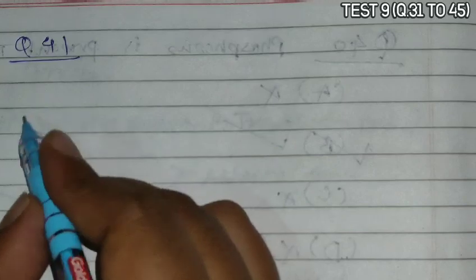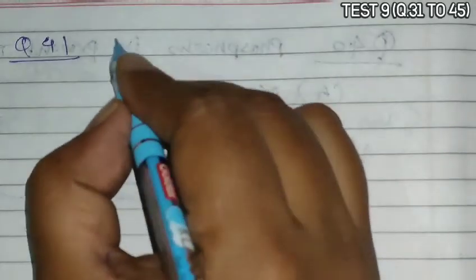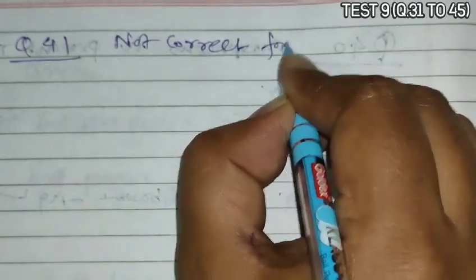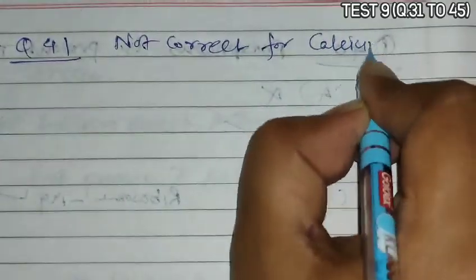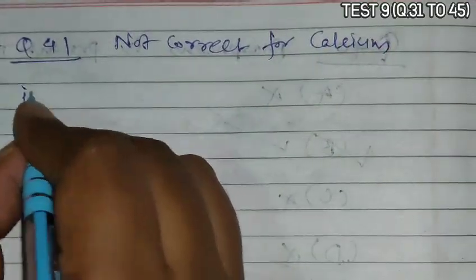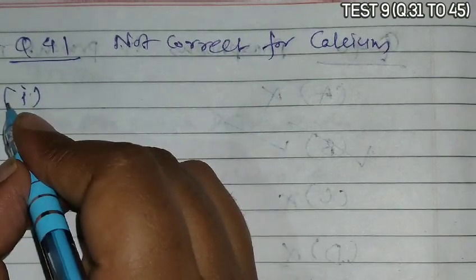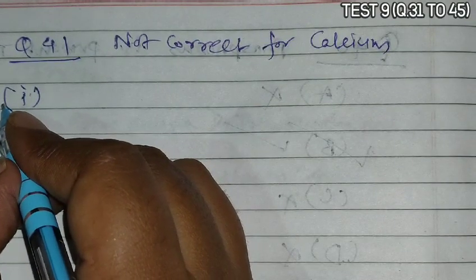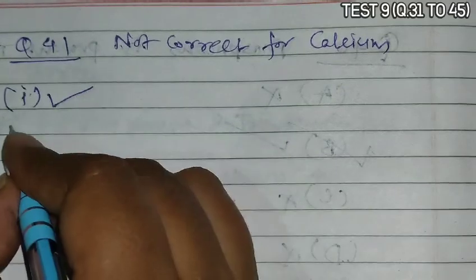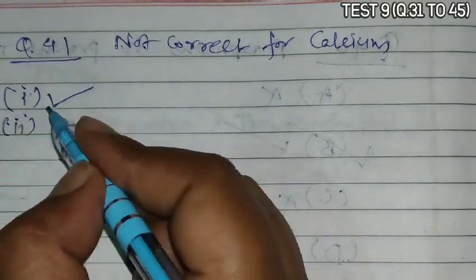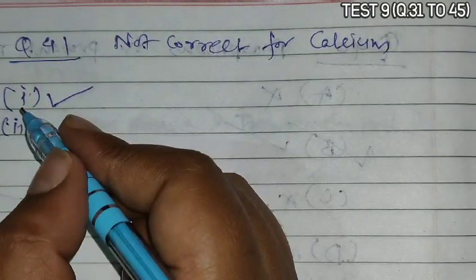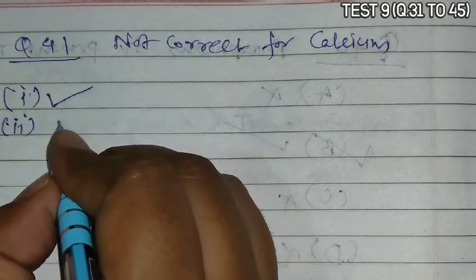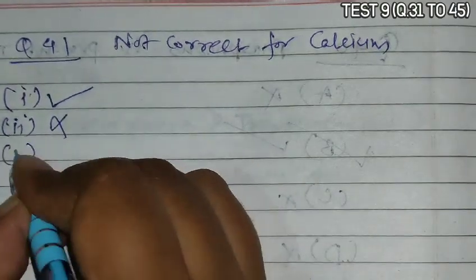Question 41. Question 41 asks which of the following sentences are not correct for calcium. The first option is that calcium is needed during the formation of mitotic spindle. It is correct, obviously; it is associated with formation of the mitotic spindle. Second is that it is essential for oxygen synthesis. No, it is not essential for oxygen synthesis.